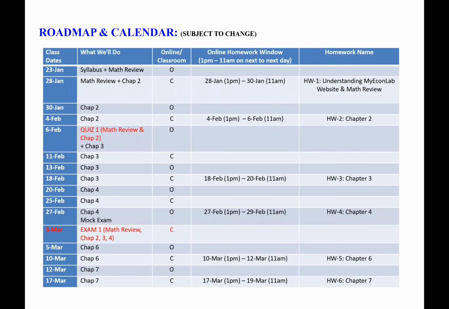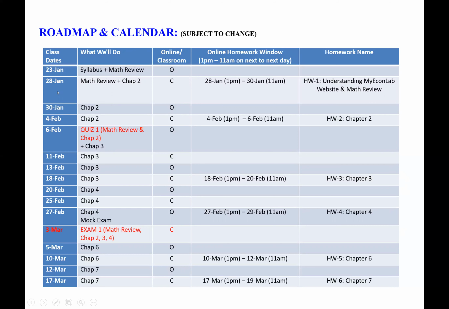Here is the calendar I've been telling you about. You'll find this calendar in your syllabus. So January 23rd is the first class meeting. We are covering the syllabus and we'll do part of the math review on this day. Then the next class meeting is January 28th, which is in class. By the way, this column tells you whether the class meeting is online or in class. So the first class meeting is online, the second one is in class, then online, in class, and so on.